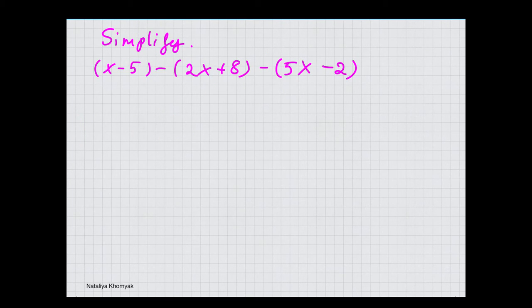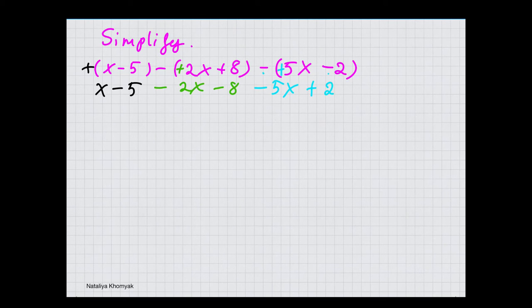Similar problem. So positive parentheses, we can just drop it. So we have x minus 5. We have a negative, we're going to change all of the signs. For the second parenthesis, we have negative 2x minus 8. Same goes for the third parenthesis. We get negative 5x, negative times negative, plus 2.